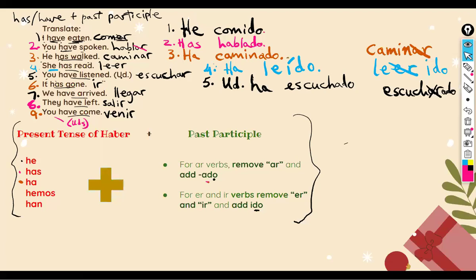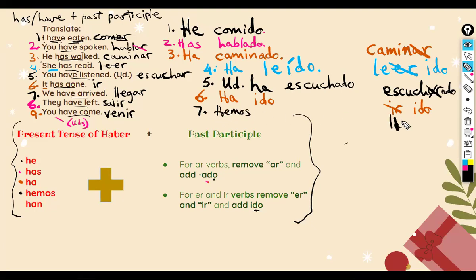All right, so number 6. Yes, Khadija, that is correct. All right, so number 6. So it has "ha", right? Take off the ending, which is IR, and we add IDO. So "ido". Ido is the past tense of ir. All right, number 7. We're dealing with llegar. So we have arrived. What is the we form of haber? It is hemos, right? So hemos.